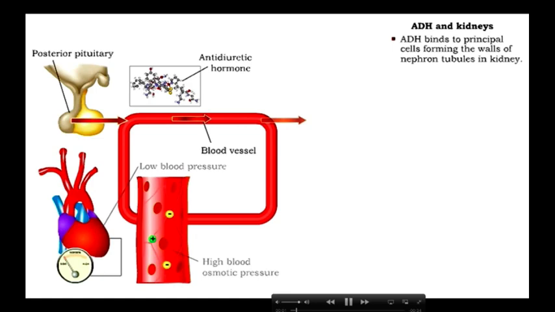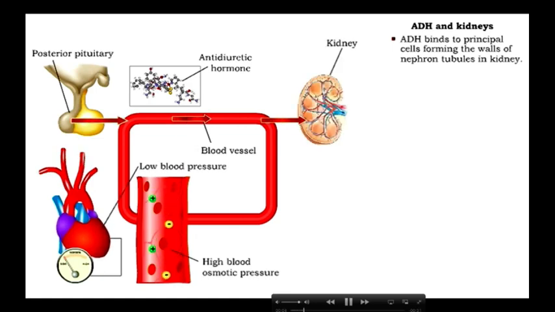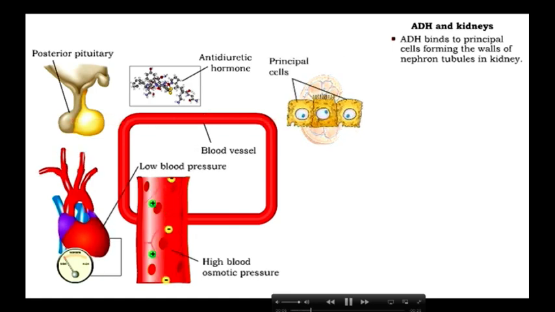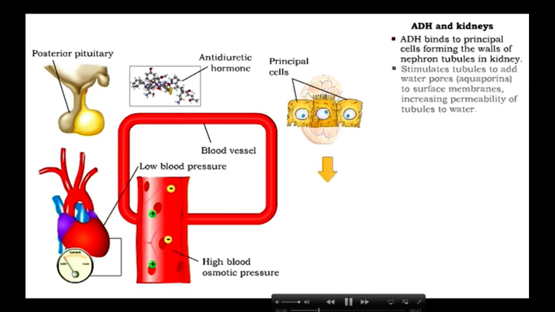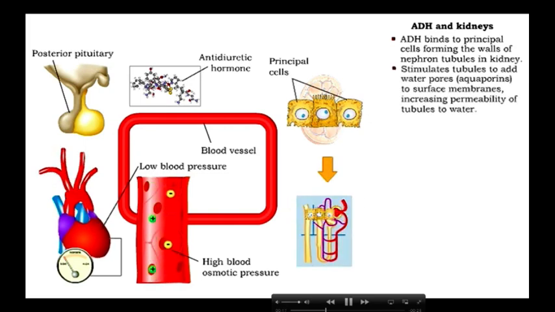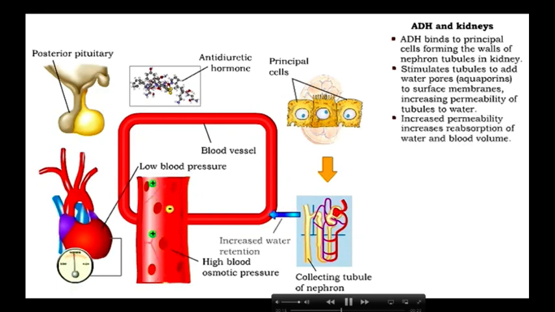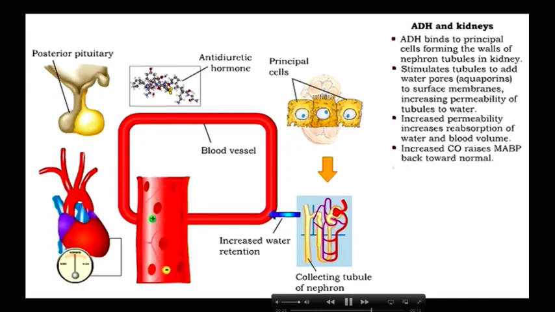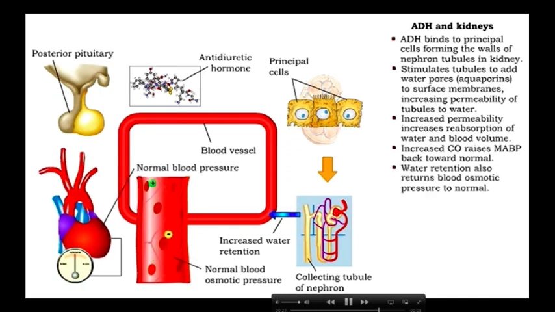In the kidneys, ADH binds to the principal cells, forming walls of the nephron tubules. The tubules add water pores called aquaporins to surface membranes. This increases the permeability of the tubules to water, counteracting the high osmotic pressure and increasing reabsorption of water. The greater water retention increases blood volume, venous return, and cardiac output, and helps normalize blood and osmotic pressure.